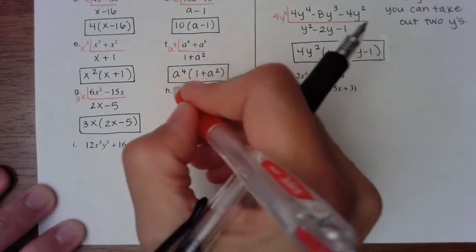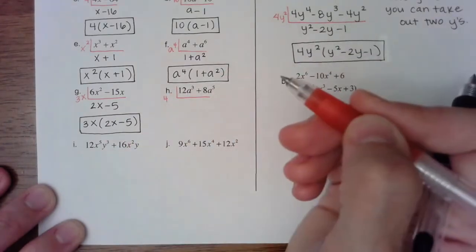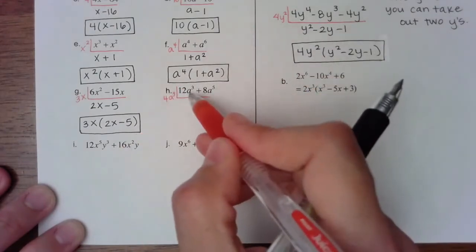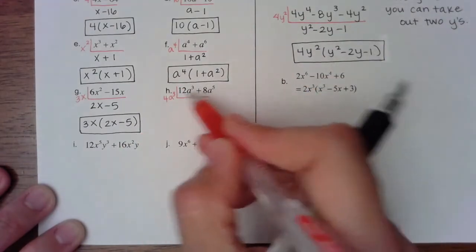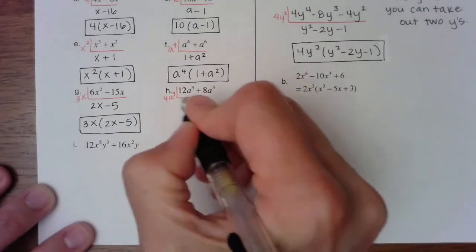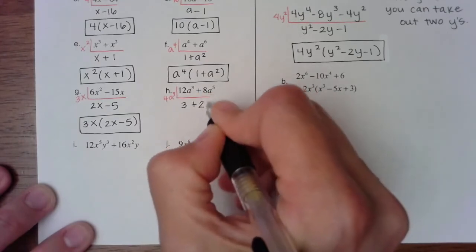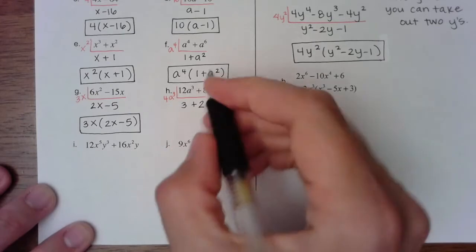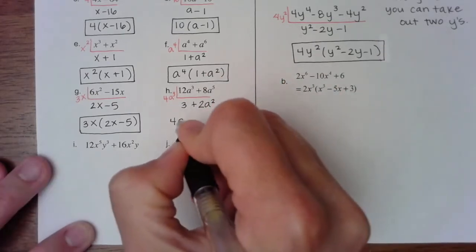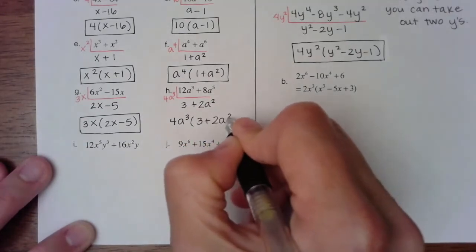On letter H, I can take out a 4 from both of those, and then I can also take out 3 a's, because this one has 3 a's to give me, this one has 5 a's to give me, but I can only take out the least number. Let's see, 12 divided by 4 is 3, and then I took out all the a's, and then 8 divided by 4 is 2, and then I had 5 a's, and I divided out 3 of them, and so I have 2 of them left over. So my GCF is 4a to the 3rd, and then I have 3 plus 2a to the 2nd left over.